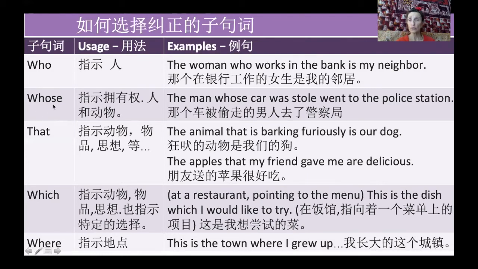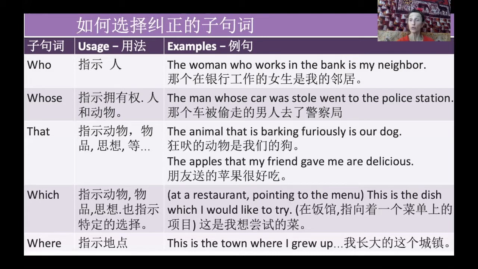Whose indicates possession. 只是拥有权. Okay, and it's referring to people, or it's also referring to animals. So you can use the word whose for animals also. But it's more about possession. So possession, 拥有权.